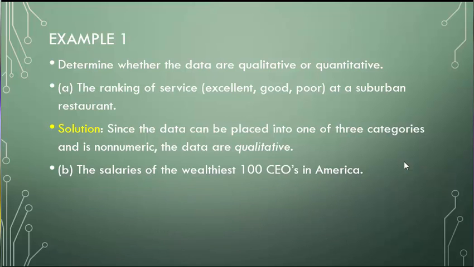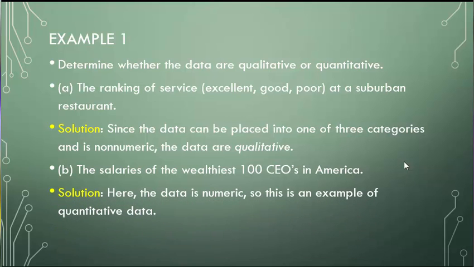How about part B here? The salaries of the wealthiest 100 CEOs in America. Well, those salaries would be numerical in nature, so that is an example of quantitative data. Data which is computable. You can do the four operations: addition, subtraction, multiplication, and division.